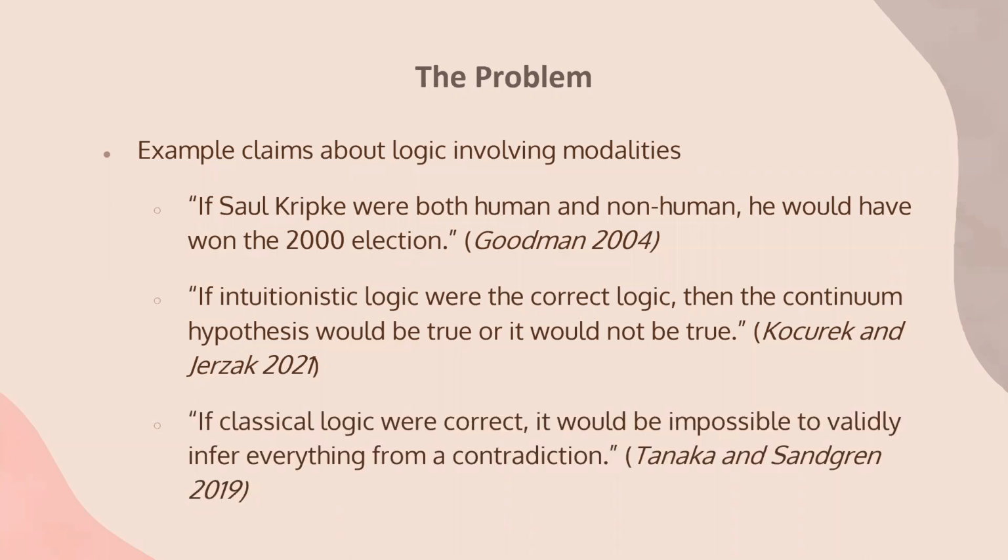Similarly, if classical logic were the correct logic, it would be impossible to validly infer everything from a contradiction. To express this within some sort of modal framework, we need to have worlds that are governed by classical logic in the antecedent, and we need to express this modal claim in the consequent, that it's impossible to validly infer everything from a contradiction. And in order to do all this, we need different worlds that are governed by different logical principles. And that's really the crux of the issue.